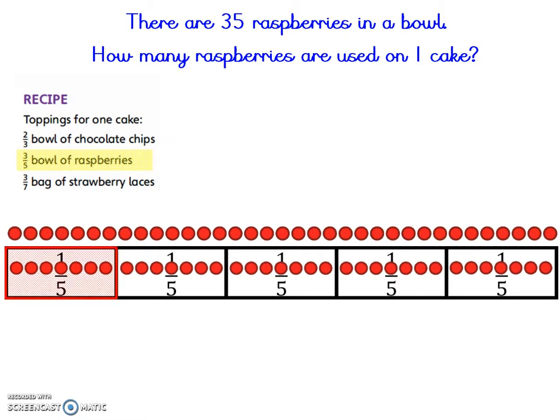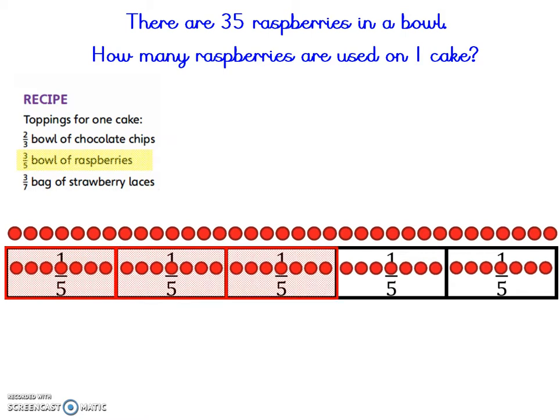And here you can see it highlighted as with the last session. 1/5, which is the amount I'm looking at the moment, is 7. However, I'm not working with 1/5 because if we look back at the recipe, we can see that 3/5 of a bowl of raspberries is how much I actually need.